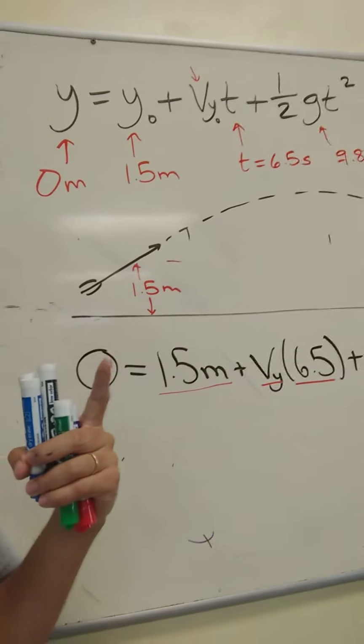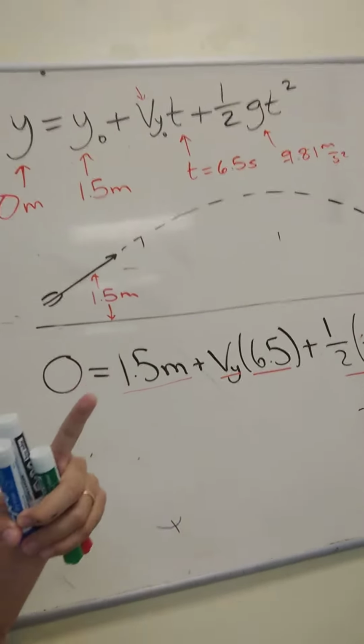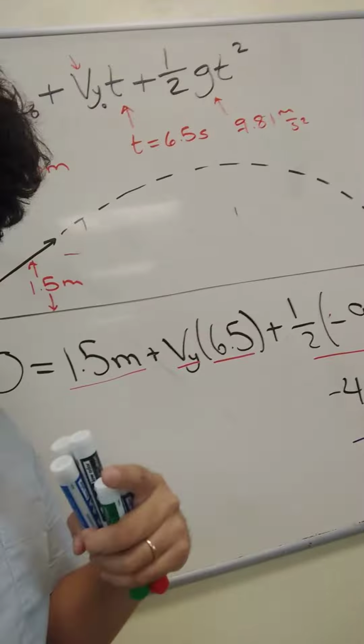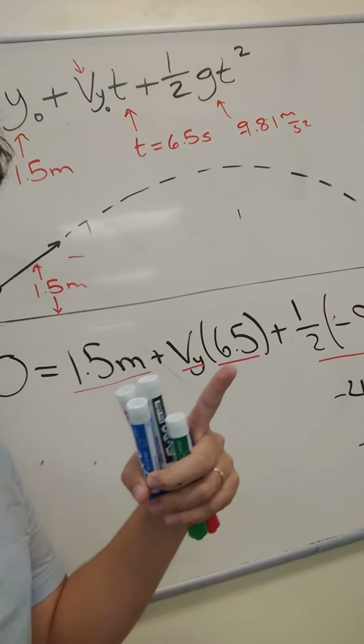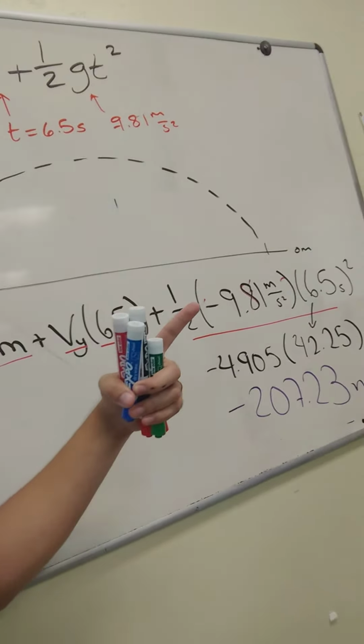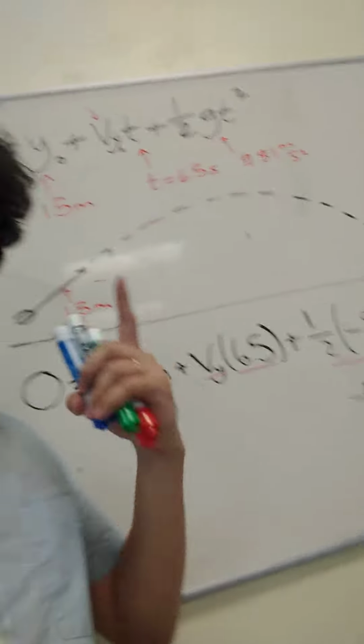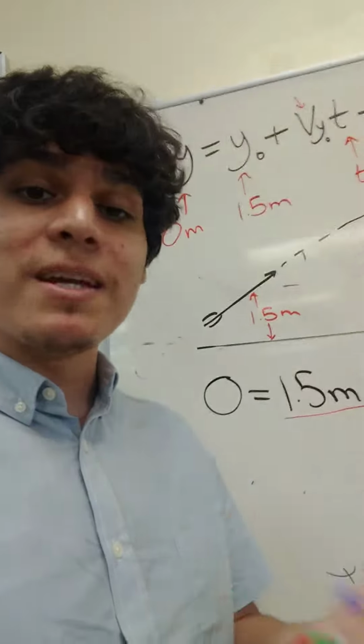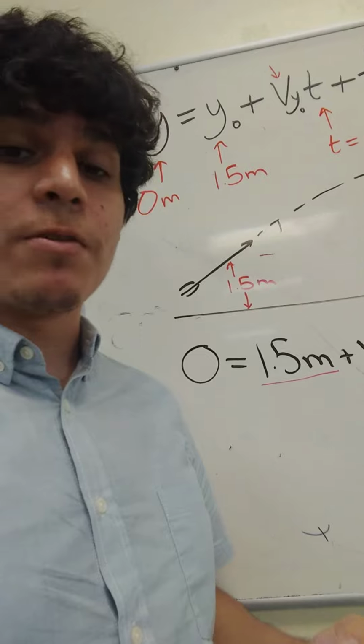If we placed all of our numbers into our equation, we were left with this: 0 = 1.5 Vy - (1/2)(9.81)(6.5)². Now remember that there's no mystery here. There's nothing that should have come out of nowhere.